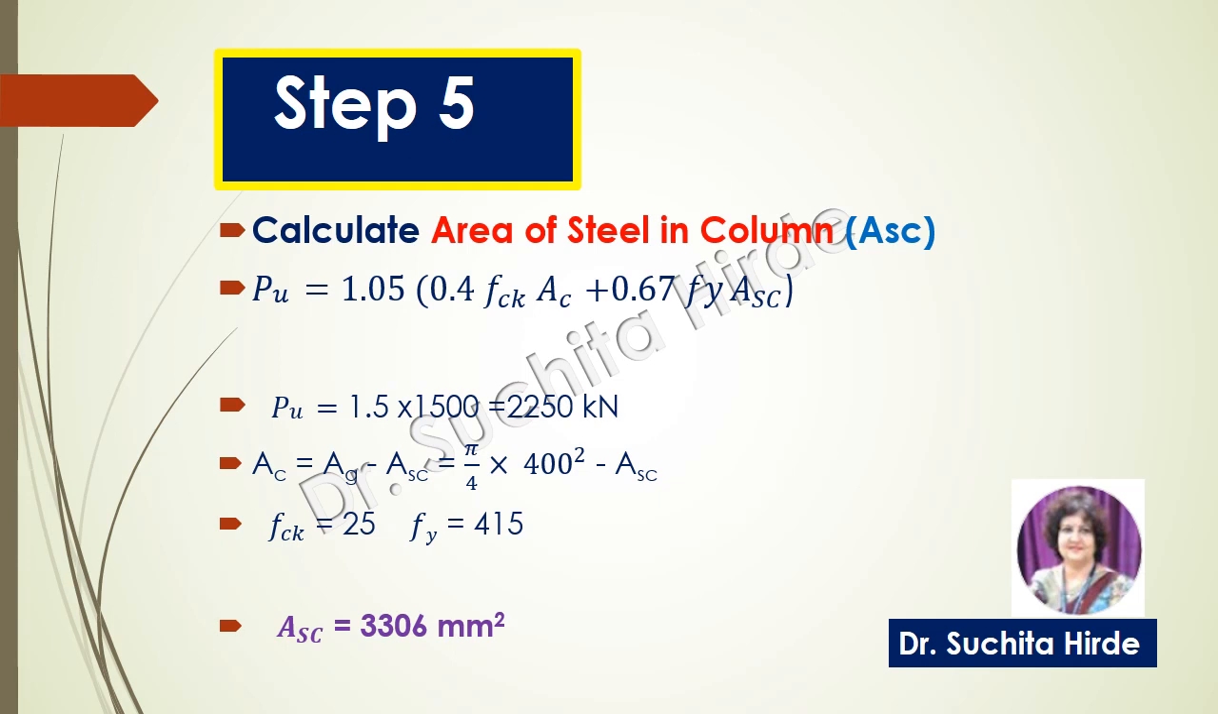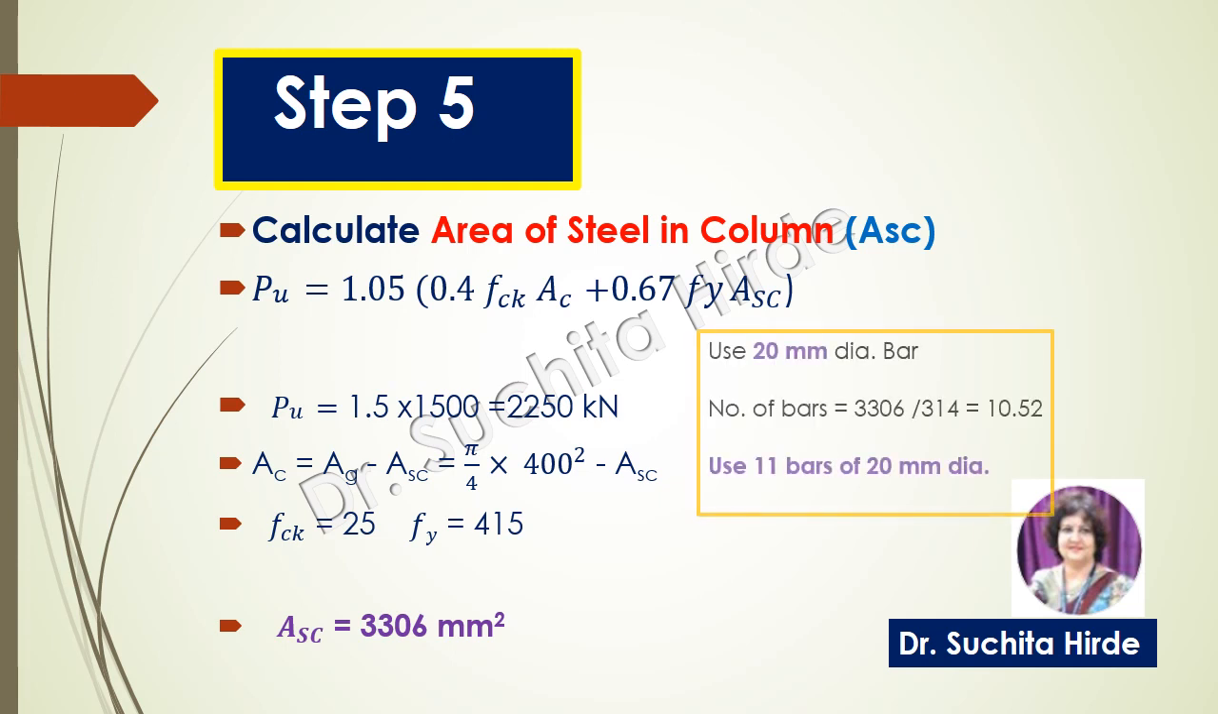Diameter of bar should not be less than 12 millimeter. Here I am assuming diameter of bar is 20 millimeter. So area of one bar is 314 millimeter square. So next step is to calculate total number of bars.